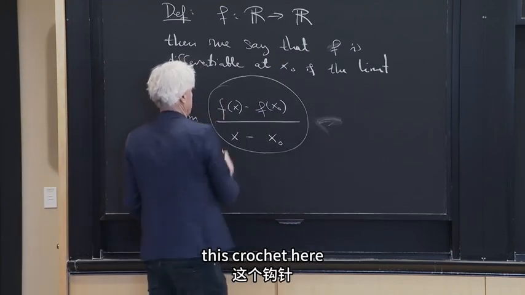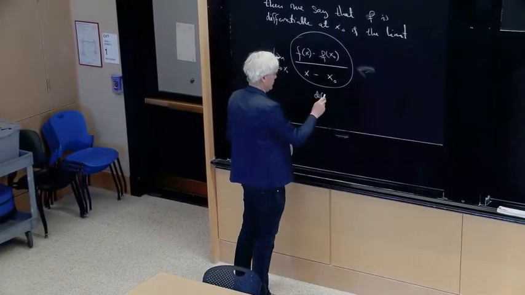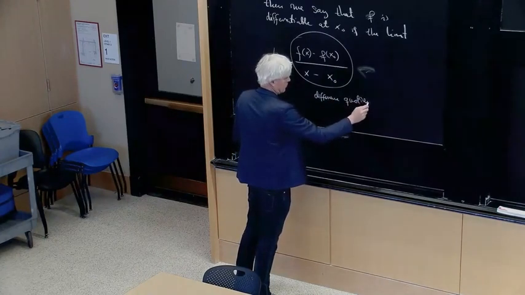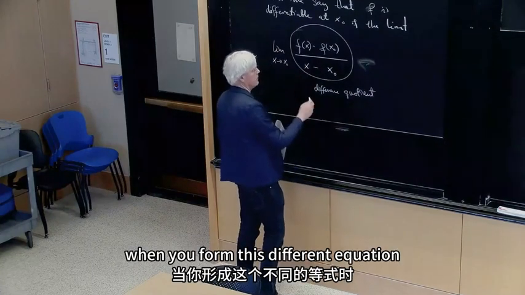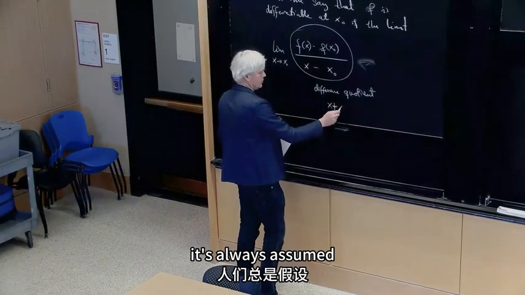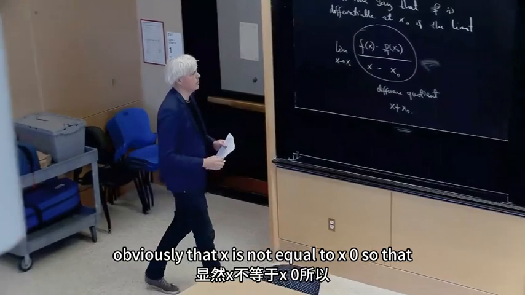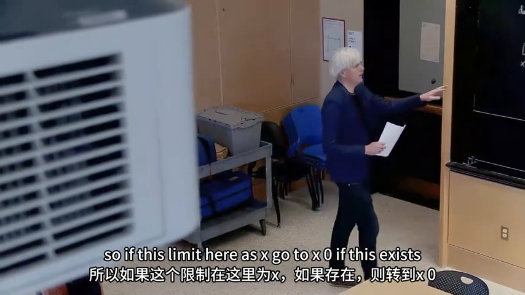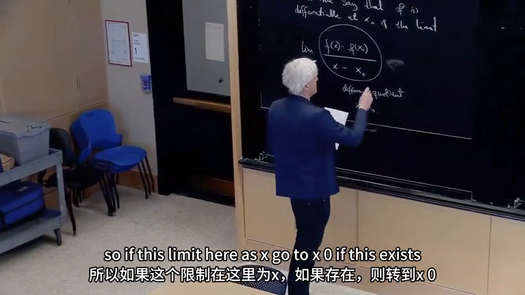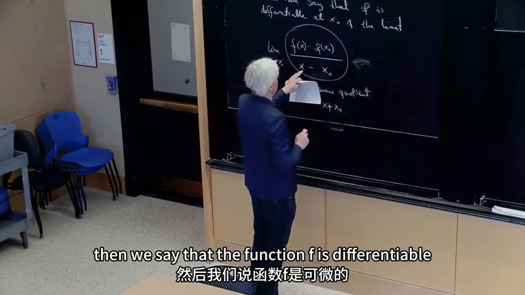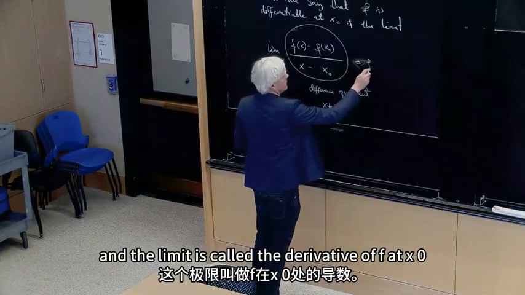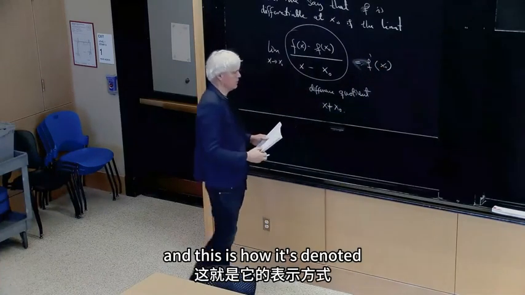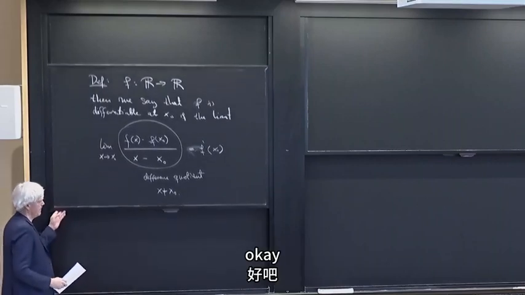This quotient here is usually called the difference quotient. And when you form this difference quotient, it's always assumed, obviously, that x is not equal to x0, so that the denominator makes sense, right? So if this limit as x goes to x0 exists, then we say that the function f is differentiable at x0, and the limit is called the derivative of f at x0, and this is how it's denoted. Okay?